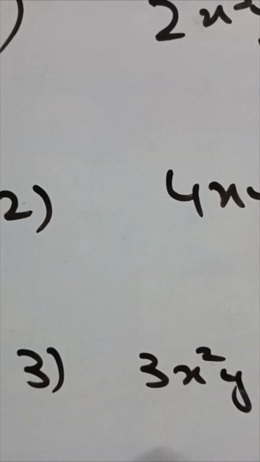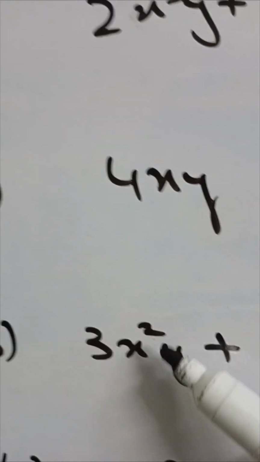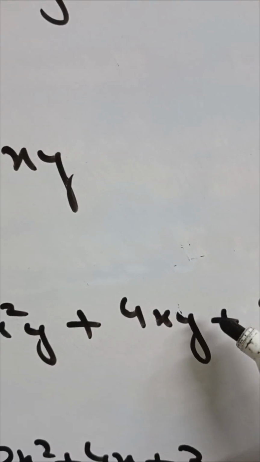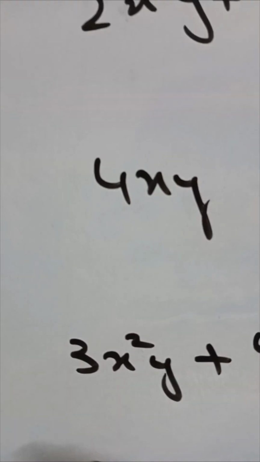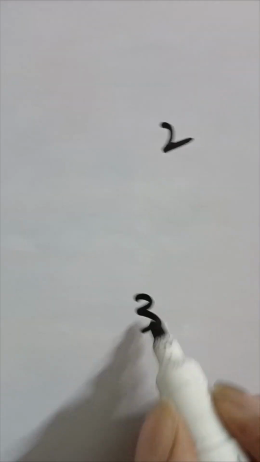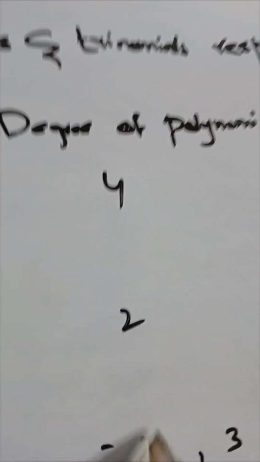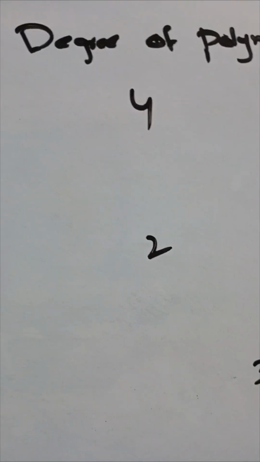Okay. Number 3. What is the highest power here? 3x²y + 4xy + 9. Added: 2 plus 1 is 3. 1 plus 1 is 2. So which one is the highest? The first one, the first term. So 3x²y gives the degree of the polynomial, and its power is 3. So you will write only 3 here, not 3x²y, because they are asking us for the degree of the polynomial.